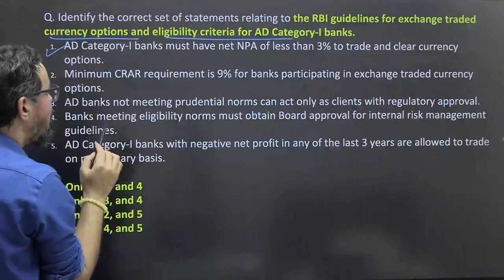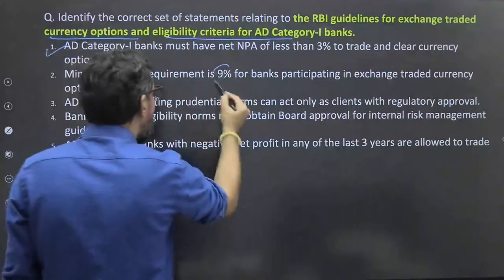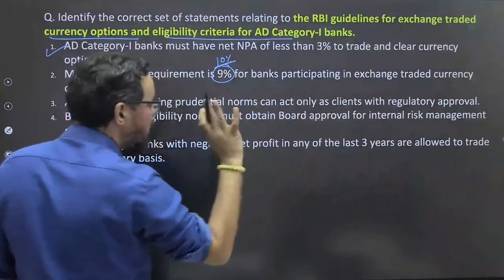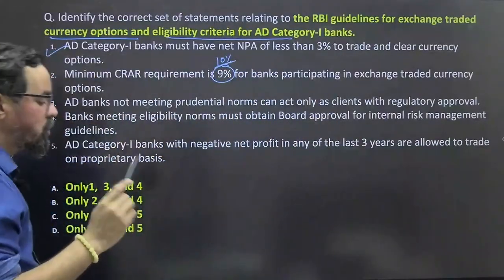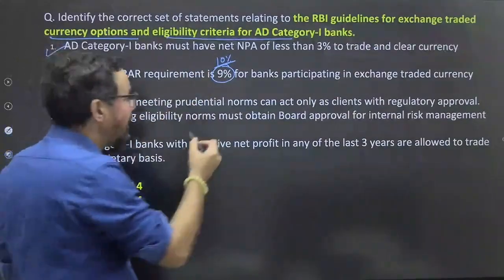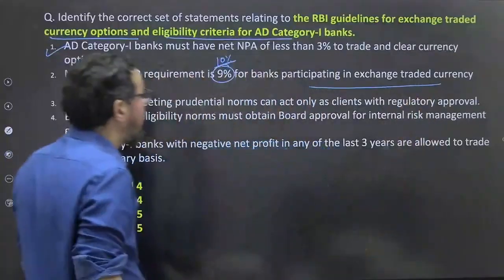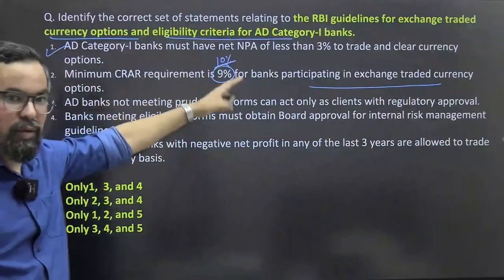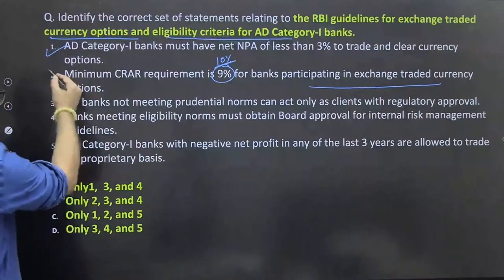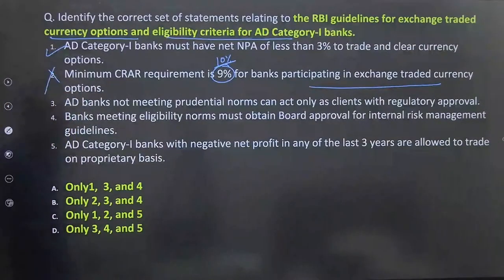Minimum CRAR required, yes. In this particular case they require 10% for bank participation in exchange traded currency. Okay, so if you want to become an authorized dealer category 1 bank, you will require 10% of CRAR if you want to become a settlement member and so on. That means this is wrong. Authorized dealer banks not meeting prudential norms can act only as clients with regulatory approvals, okay, that is also correct.